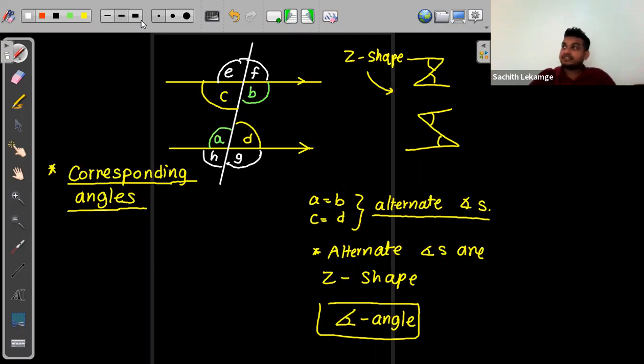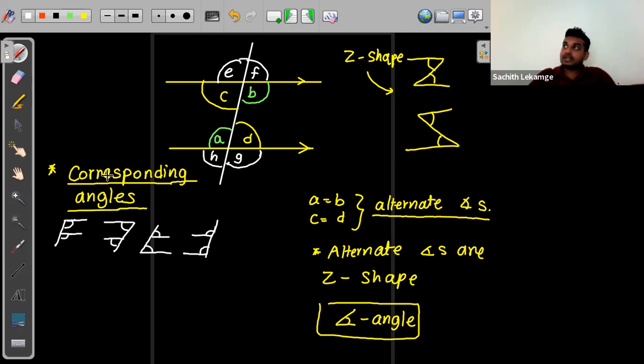Corresponding angles. Corresponding angles have the shape of an F, right? Capital F letter. You will find these angles like this. Even the F letter can be upside down. You write down everything, all right?